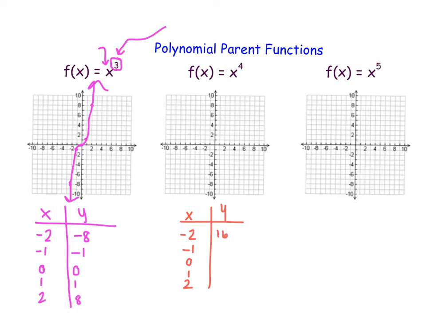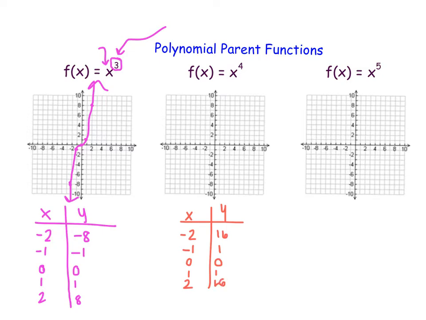Then if we take -1 to the power of 4, that's -1 times itself 4 times. That's ultimately going to become a positive 1. Then 0 to the power of 4 is 0. 1 to the power of 4 is 1 times 1 times 1 times 1, which is 1. And 2 to the power of 4 is 2 times itself 4 times. 2 times 2 is 4, times a third 2 is 8, times a fourth 2 is 16.